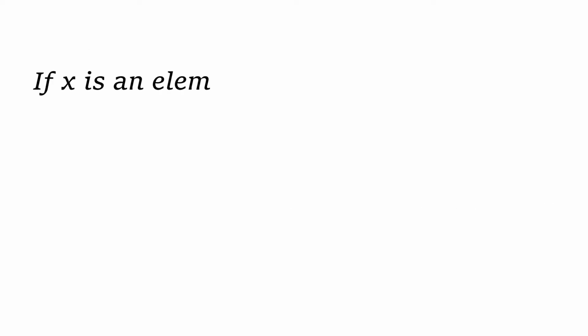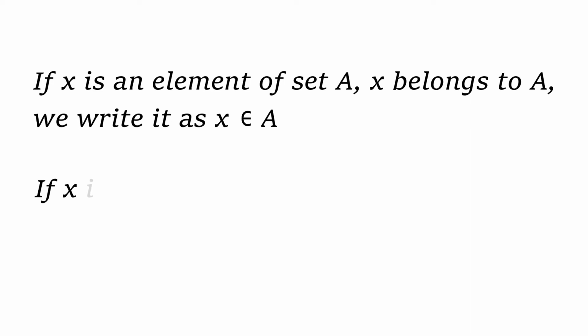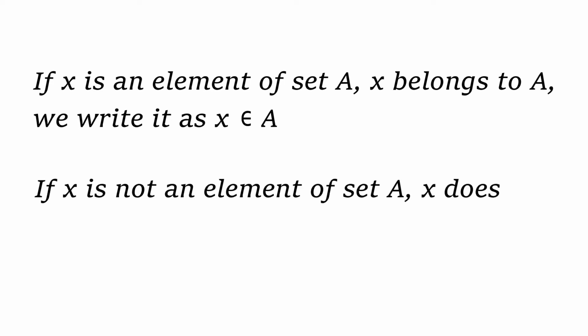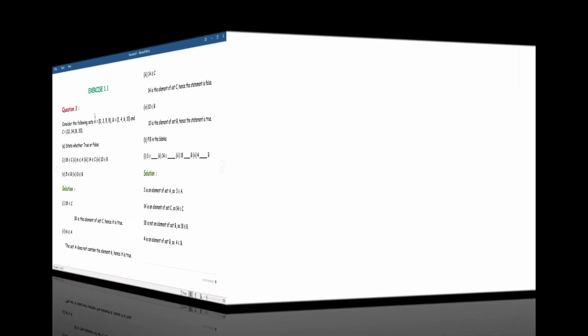If x is an element of set A, that is, x belongs to A, we write it as x is an element of A, that is, we write the symbol epsilon in between x and A. If x is not an element of set A, that is, x does not belong to A, we write it as x is not an element of A. That is, we cancel that epsilon symbol in between x and A.